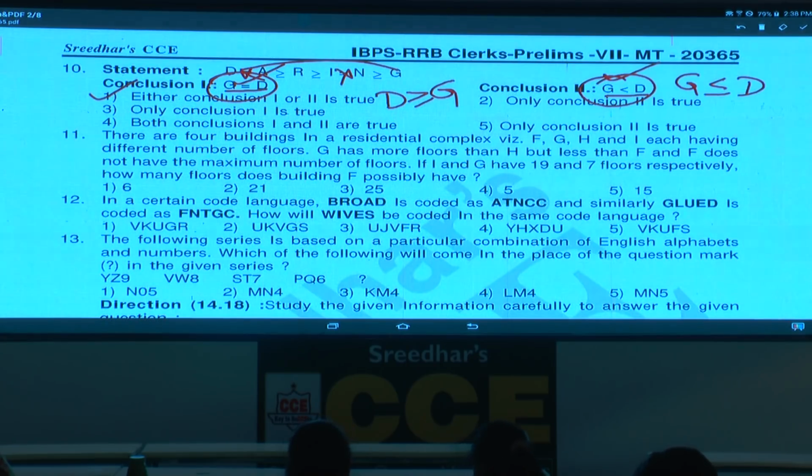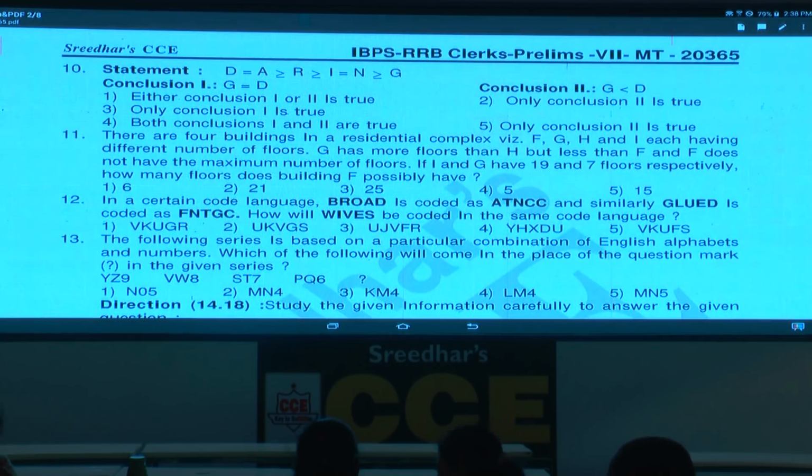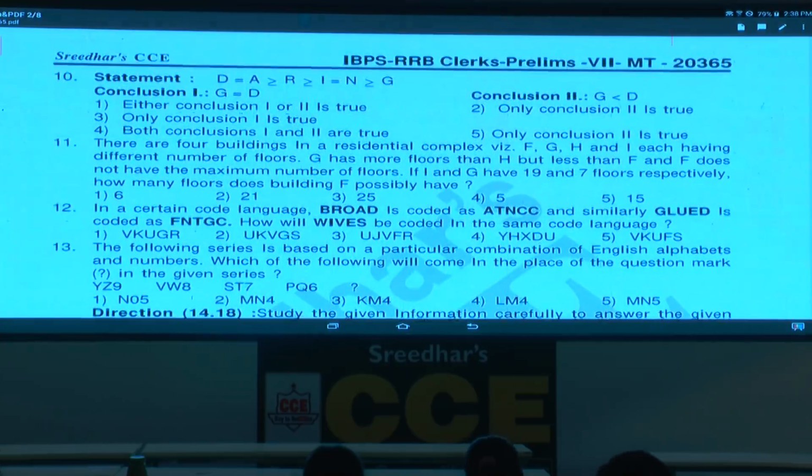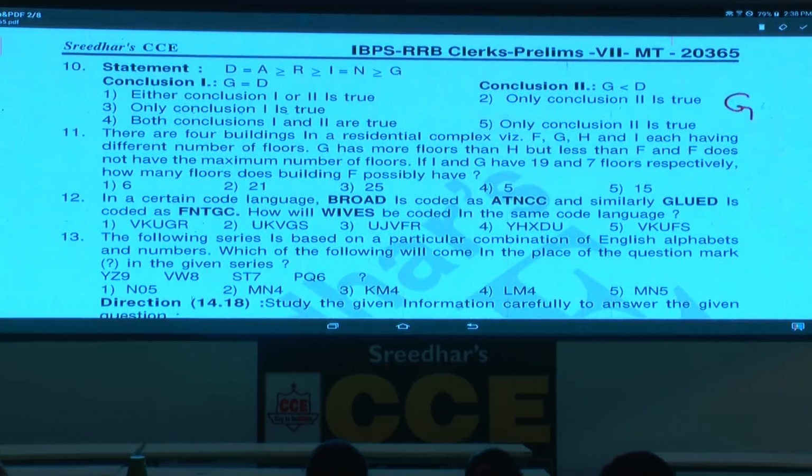Then the 11th one. In question number 11, there are 4 buildings in a residential complex, F, G, H and I, each having a different number of floors. G has more floors than H but lesser than F. The relation among these three can be established like this: G is greater than H and lesser than F.